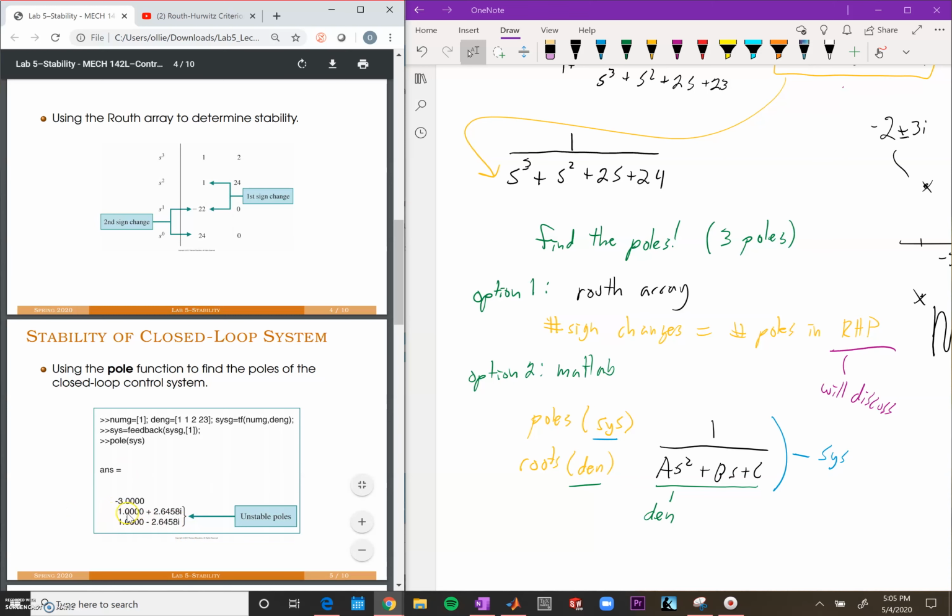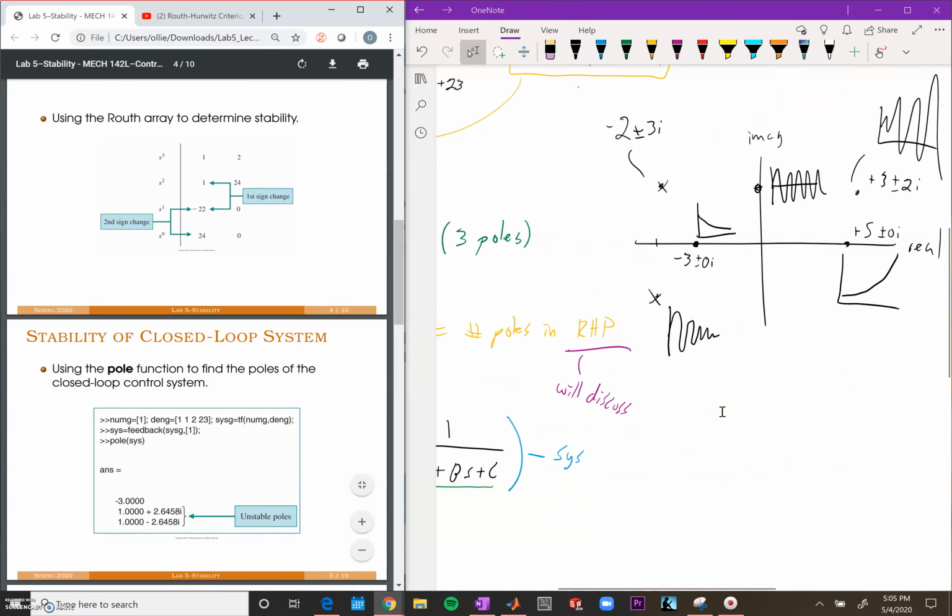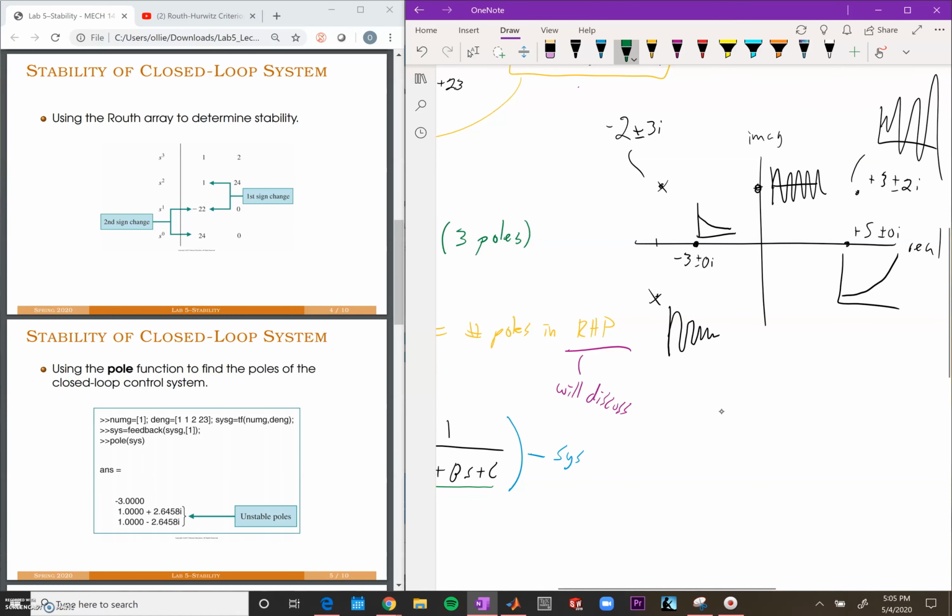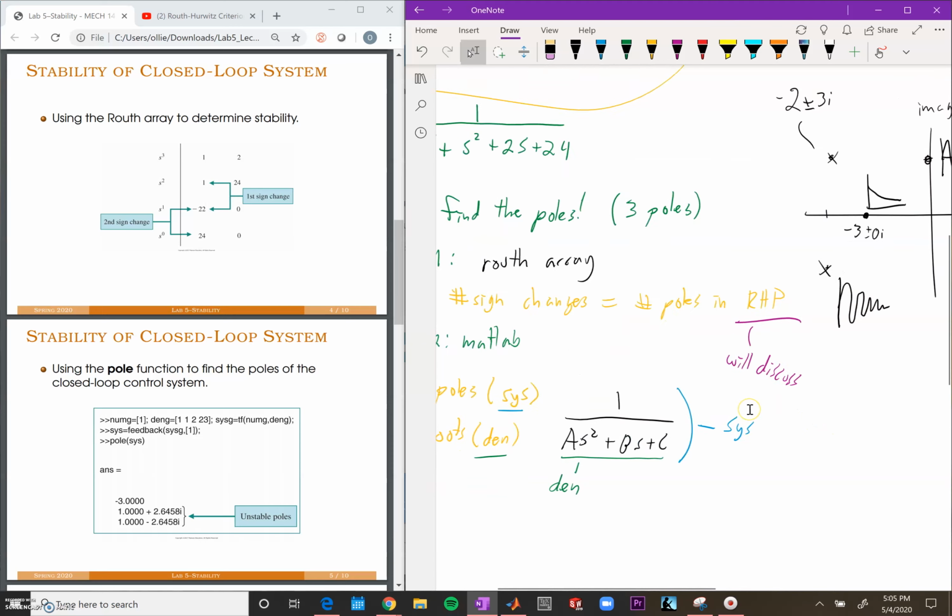We know that because this is +1 and +1, right? So they would be maybe somewhere over here. That's going to lead to an unstable system.